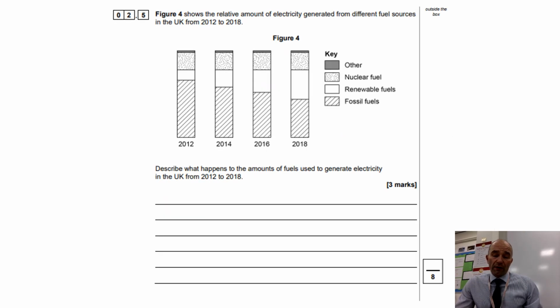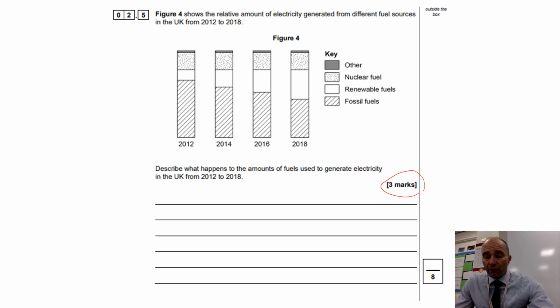Right, and then 2.5, we've got more data analysis here. So we're looking at the relative amounts of electricity generated from different fuel sources in the UK from 2012 to 2018. Now we've been asked to describe what happens to the amounts of fuels used to generate electricity across that time. Now this question is worth 3 marks, so you need to be thinking about making at least 3 points to be able to try and get those marks.